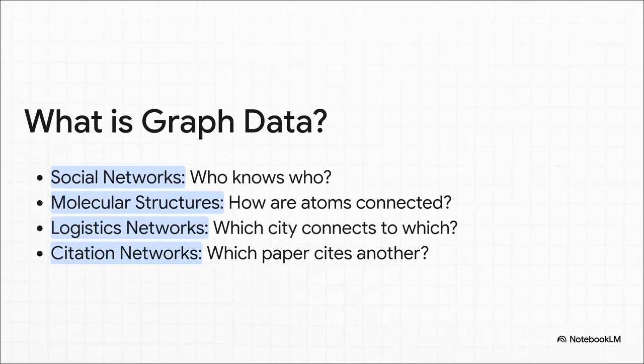So what is it? Really, it's just about connections, relationships. You know, your social network? That's a graph. It's just mapping out who's friends with whom. A complex molecule? Yep, that's a graph too, showing how all the atoms are linked up. Logistics networks, citation networks, all of them, at their core, are just graphs.